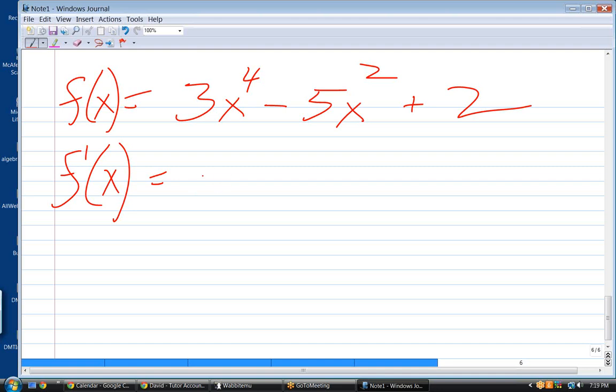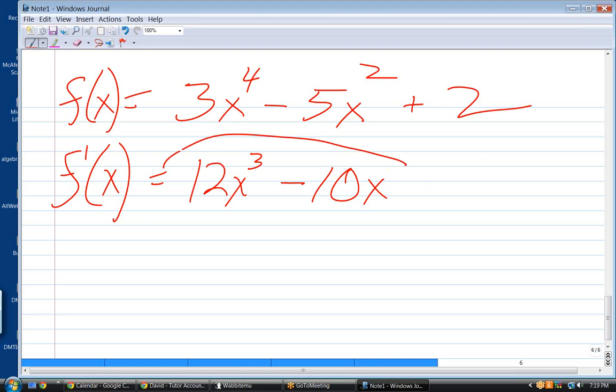The first term? 12x cubed. Is it squared? I'm subtracting 1 from the exponent. No, I keep subtracting my 2. Okay. What's the next term? Minus 10x. In other words, subtracting 1 from the exponent leaves x to the 1 power. Plus 0, so this is the derivative. So you can see that no matter how complicated or high of a degree the polynomial is, I can still use the power rule really easily.